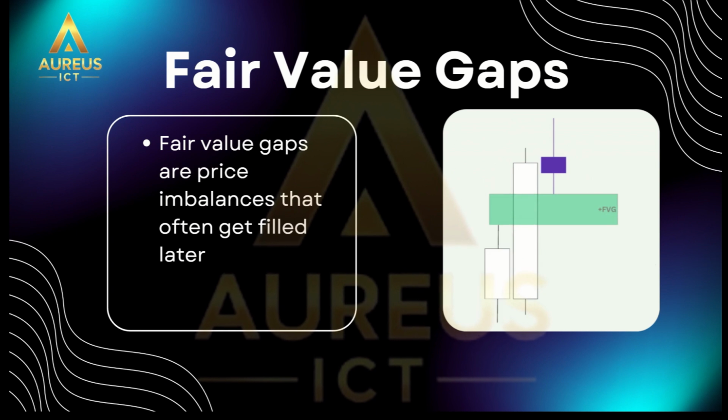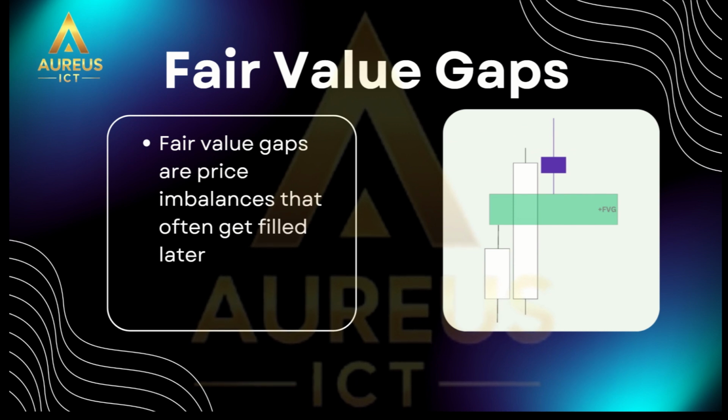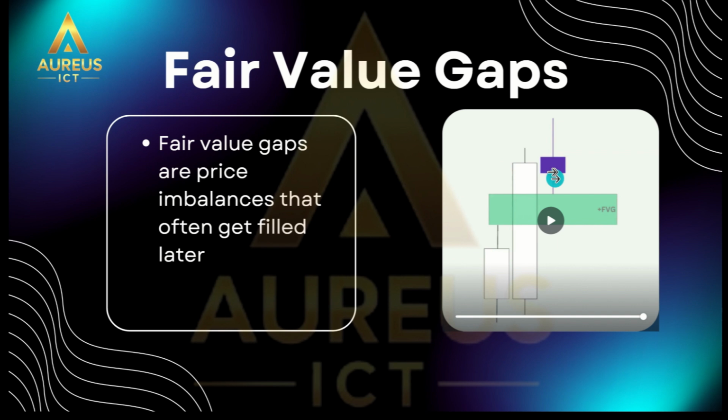Now let's carry on to fair value gaps. Fair value gaps are price imbalances that often get filled later, which means a gap will be left like this as price is in a hurry to reach maybe a draw on liquidity or a high somewhere up above here, or a fair value gap that is above where price is trading right now, and so price rushes to reach that point, and as it does that, it tends to create these imbalances and inefficiencies, and this kind of price action forms a gap in price.